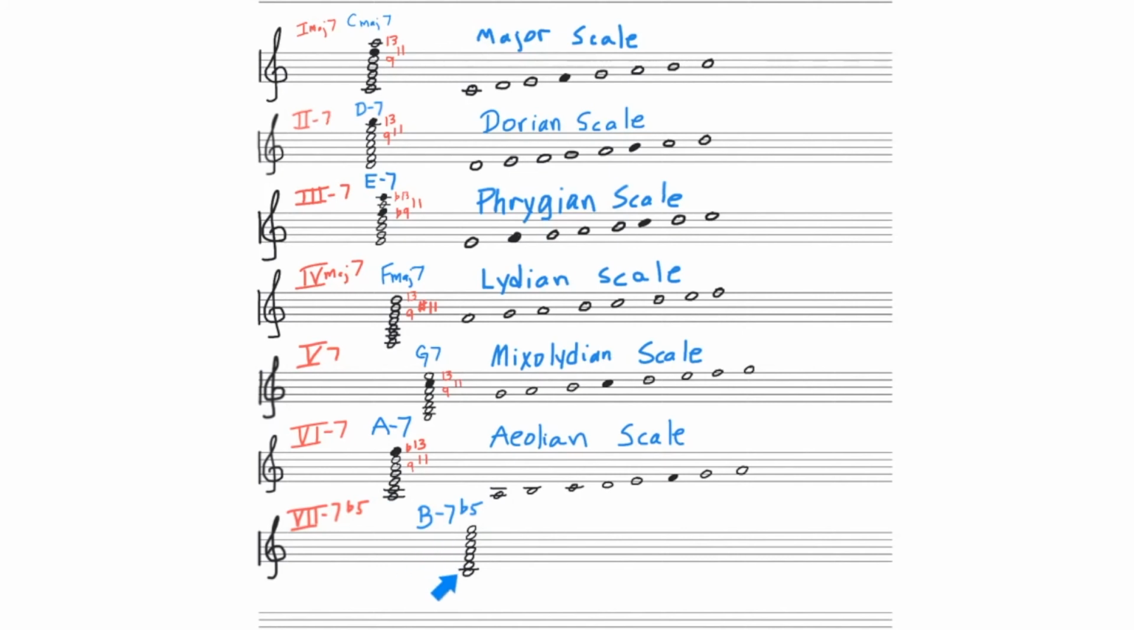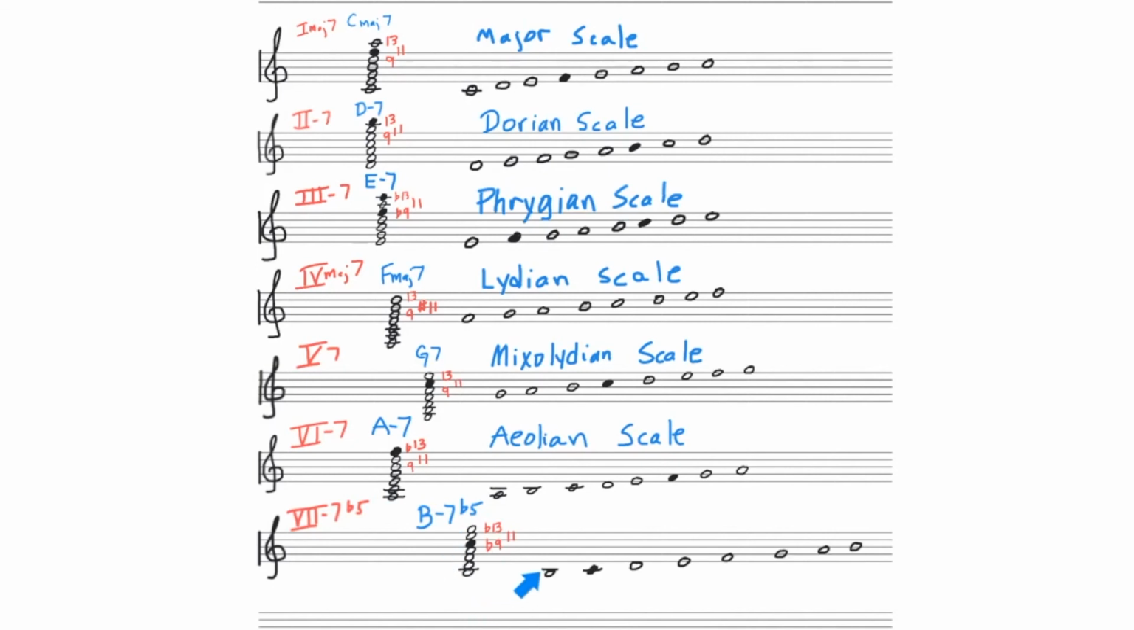C is a half step above B, a flat 9, and it's an avoid note. E is a whole step above D, an 11, and it's an available tension. G is a whole step above F, and is also an available tension. However, G is a flat 13. It's an available tension because we have a flat 5 in this diminished chord.